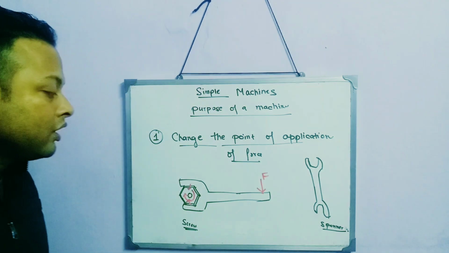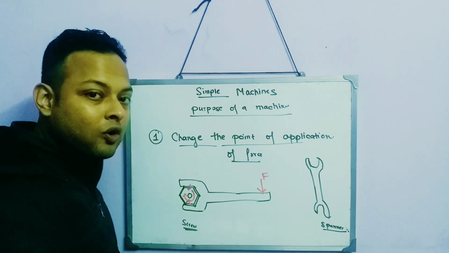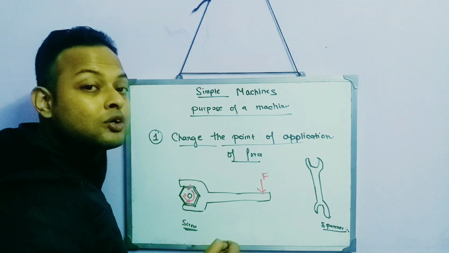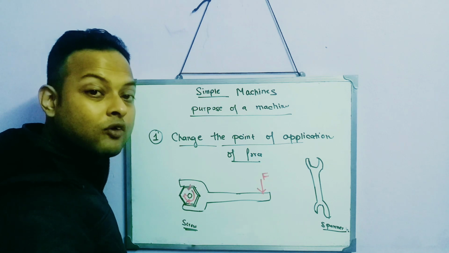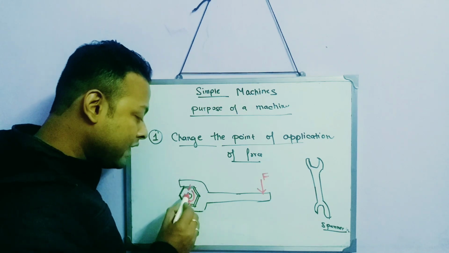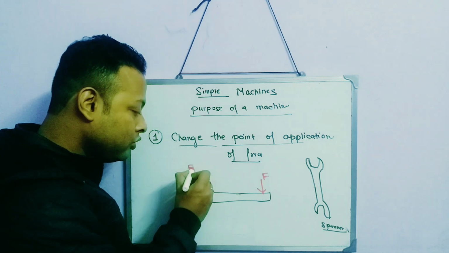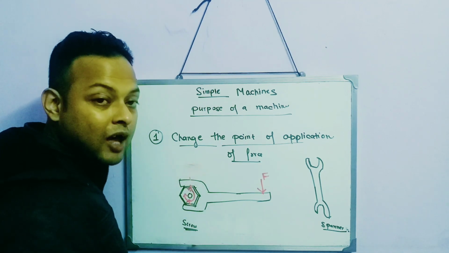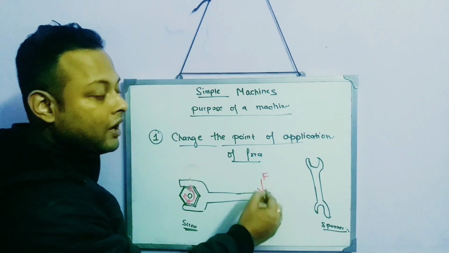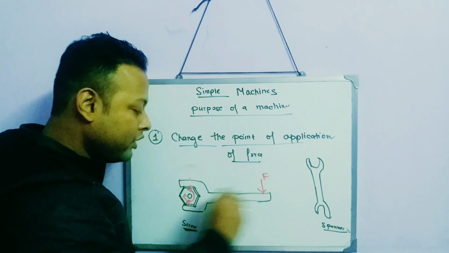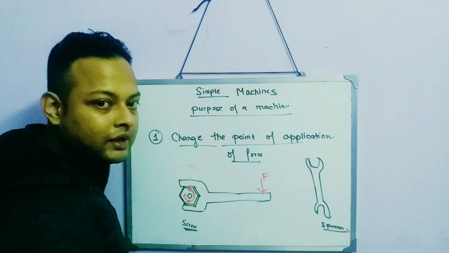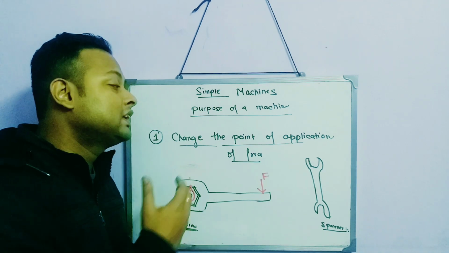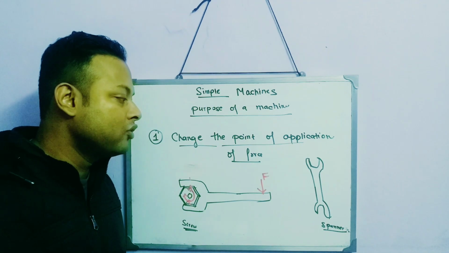So what we are doing, we are not applying the force directly on the screw, but we are applying the force on the spanner. So we are changing the point of application of force. Instead of applying the force directly on the screw, we will apply the force at some other point. And by applying the force at some other point, our work will be done in an easier way. So this is what the change of the point of application of force means.